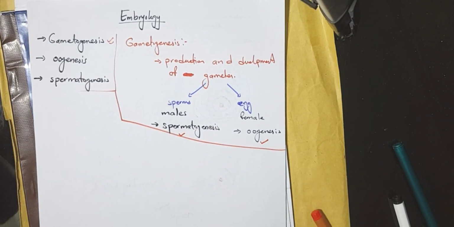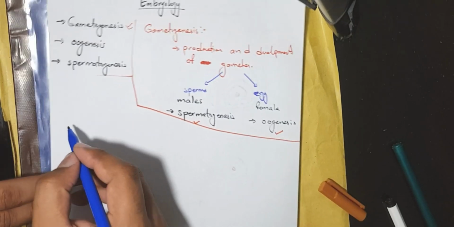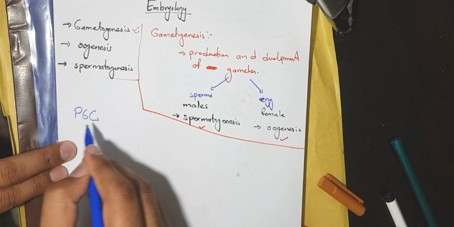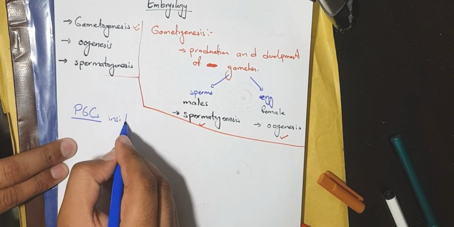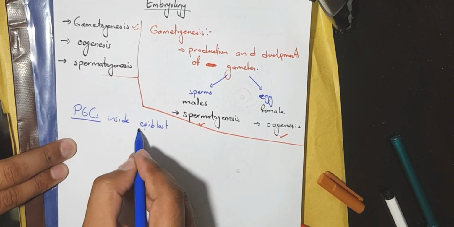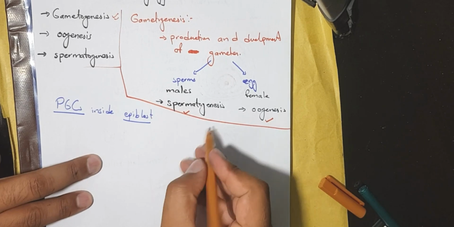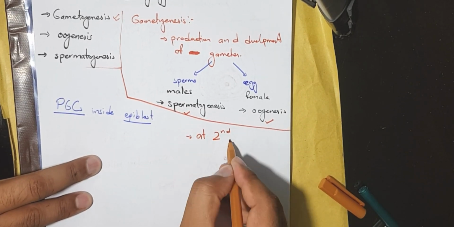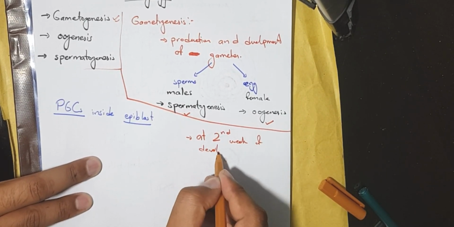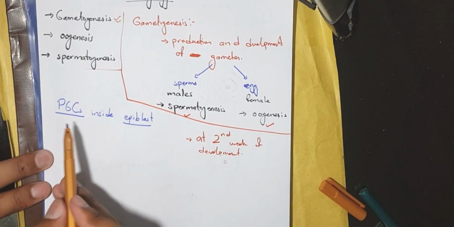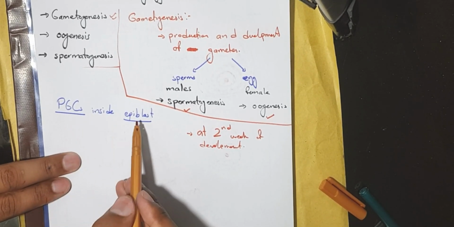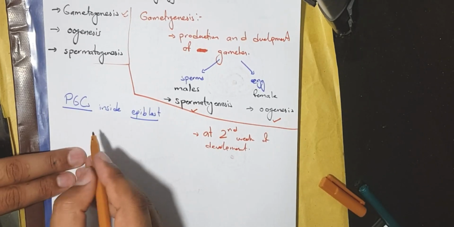So, right from gametogenesis. How does gametogenesis start? Right at the start, primordial germ cells are the cells which are produced in the epiblast. This happens in the second week of development. In embryological life, in the second week of development, primordial germ cells will be produced inside the epiblast.